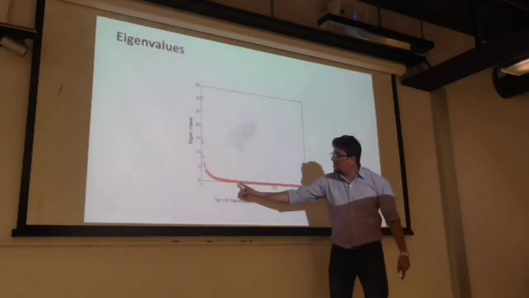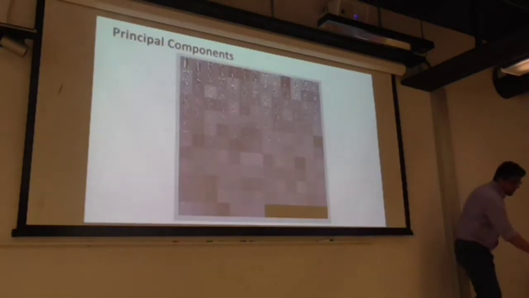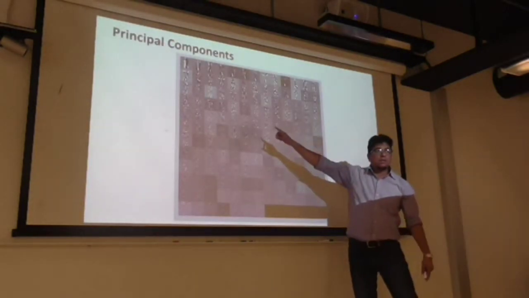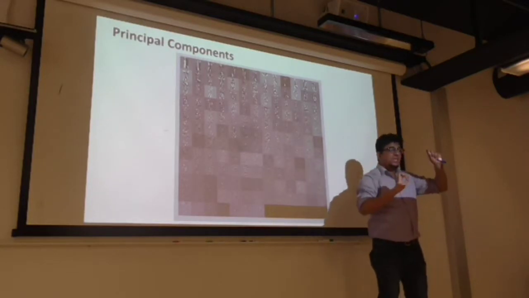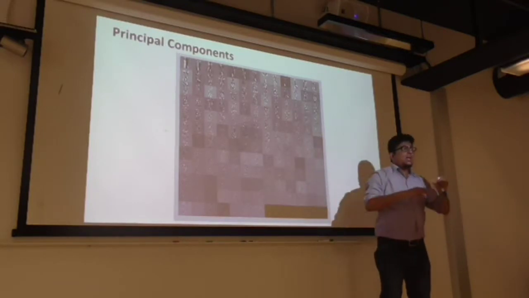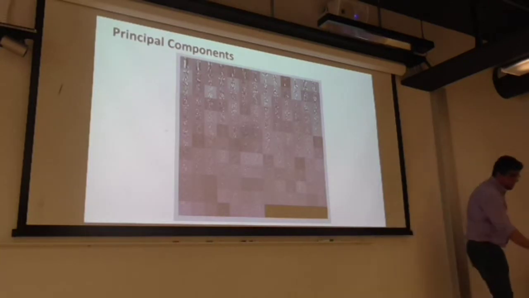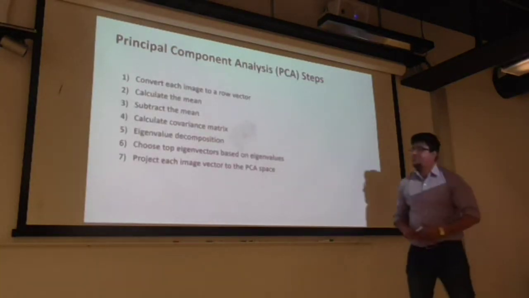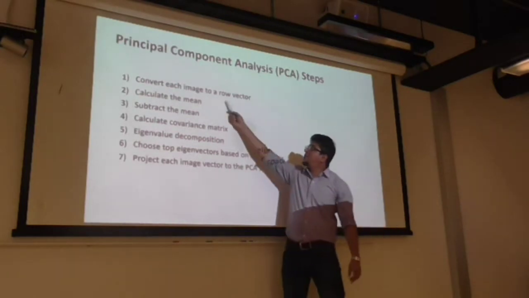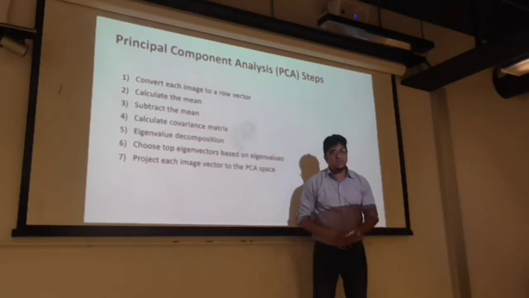So you can see that I can consider 50 principal components from here. My original image is 50 by 50, so 1 by 2500, and when I project onto 50 by 2500 transposed, it becomes just 50 dimensional without losing much information. So we can reduce dimension using that. So what are the steps? Steps are basically: convert each image to a row vector, find out the mean, and subtract the mean.